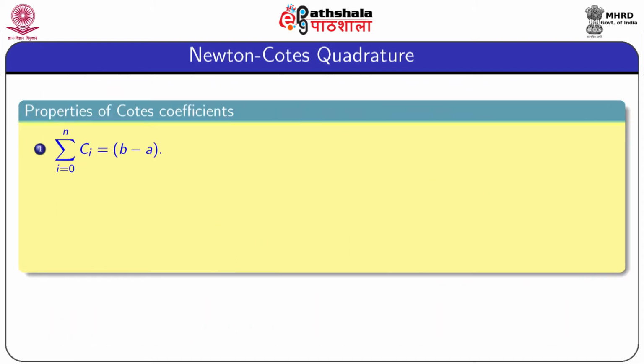The Newton-Cotes quadrature coefficients satisfy some important properties. The first one is summation i equal to 0 to n Ci equal to b minus a, that means the sum of all Ci's equals b minus a, and the sum of all hi equals 1. The coefficients Ci are symmetric, that means Ci equal to C(n minus i), so C0 equal to Cn, C1 equal to C(n minus 1), and so on. Similarly, the other coefficient hi is also symmetric, that means hi equal to h(n minus i).